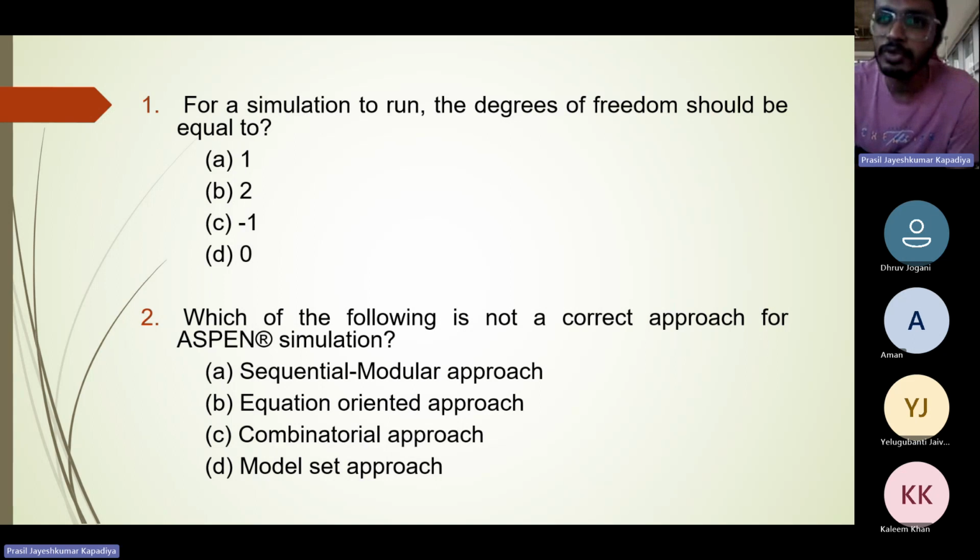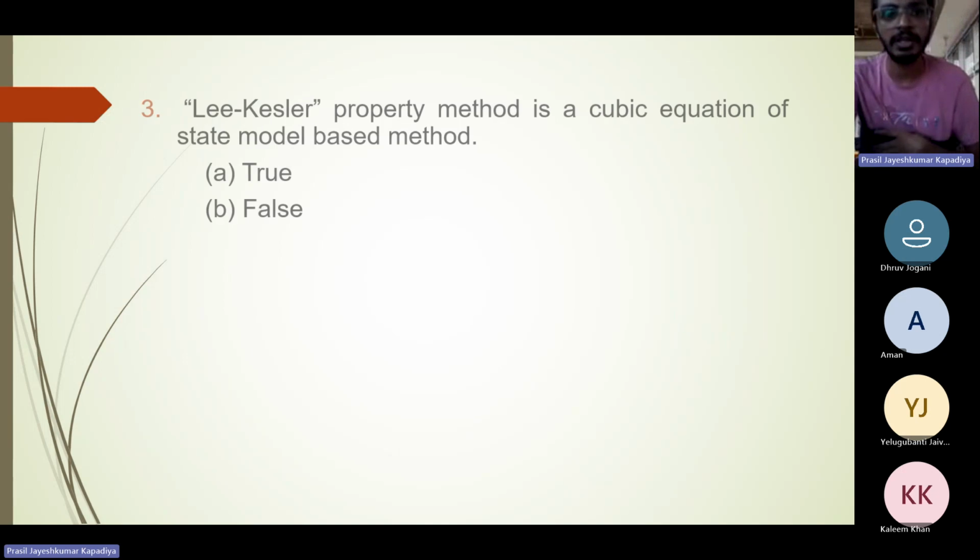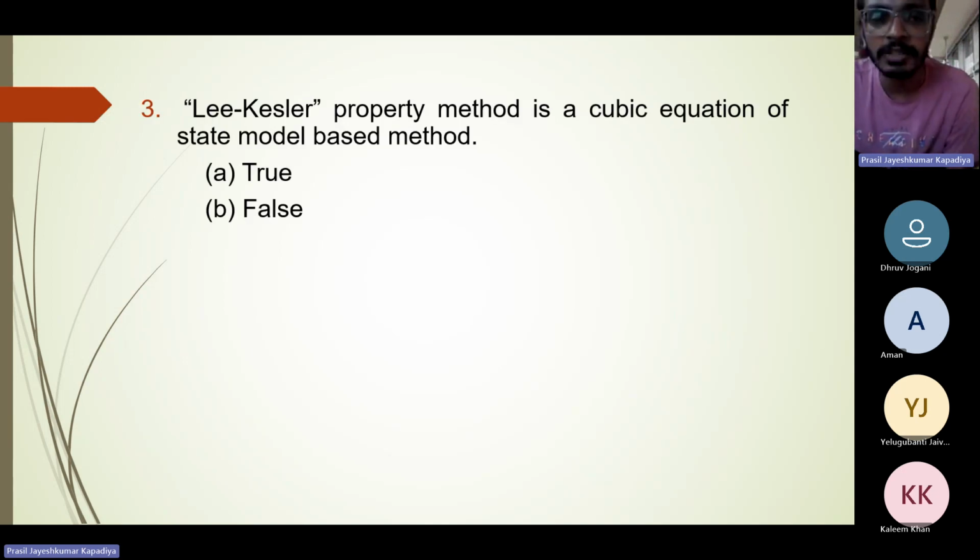In the equation oriented approach, we give some customized equations, and it is more for dynamic simulation. The combinatorial approach is something like we are first not at steady state, we try to achieve steady state from equation oriented, and then it is in steady state. There is nothing called a model set approach in Aspen Plus. So the answer should be D, model set approach. Okay, let's move ahead to question number 3. The Lee-Kesler property method is a cubic equation of state-based model.